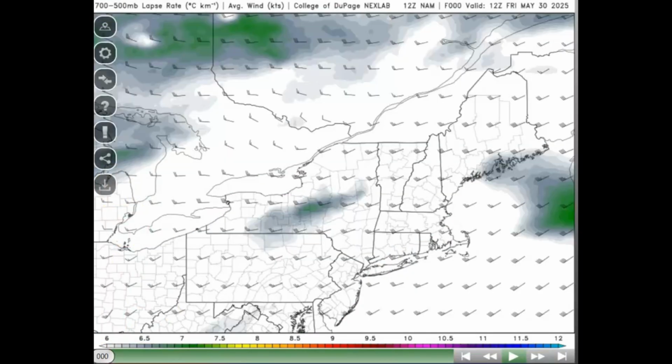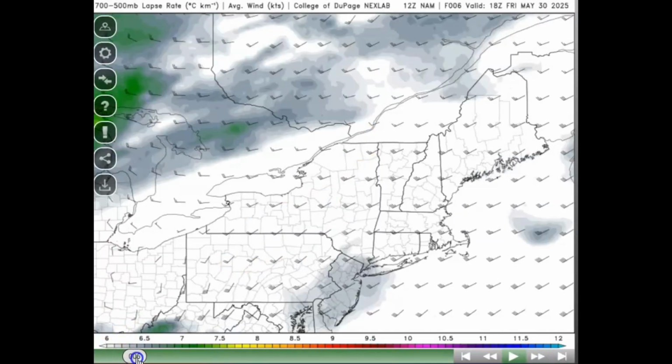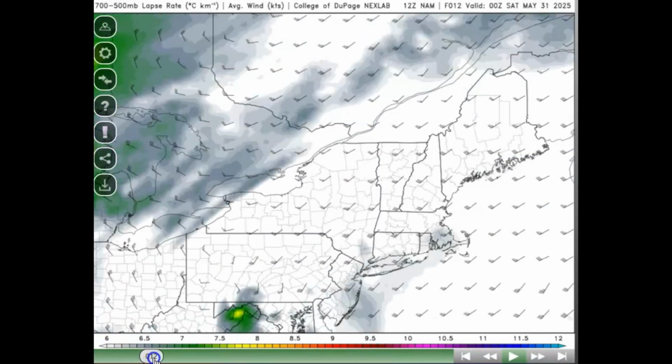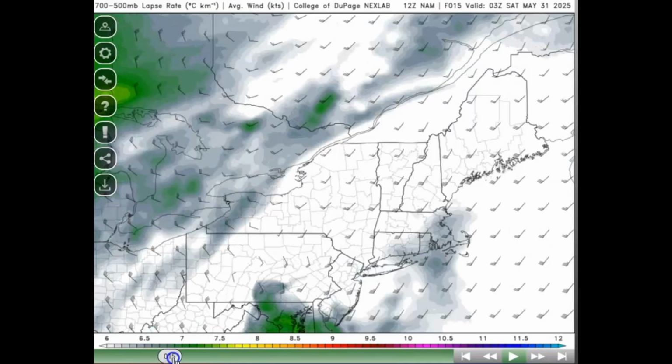Okay, so switching gears to mid-level lapse rates. It's pretty much the same as low-level lapse rates, except we're focusing more on mid-altitudes, where we're evaluating temperature decreases with increasing altitude. As we go forward in time, these gray to green colors represent steeper cooling rates at mid-altitudes.